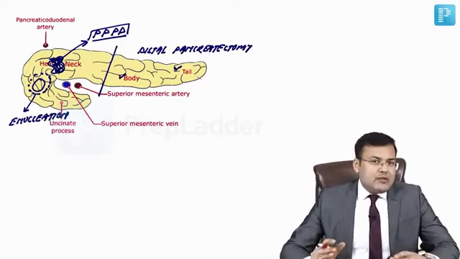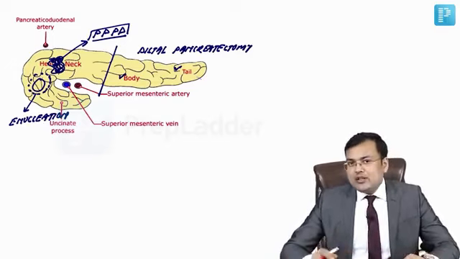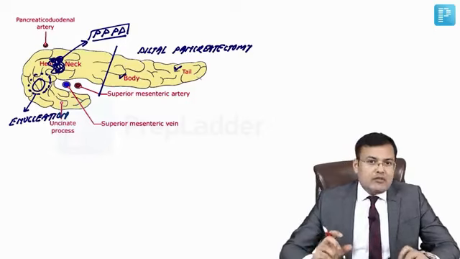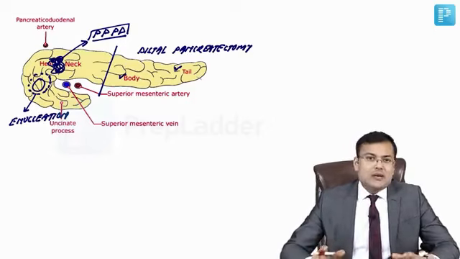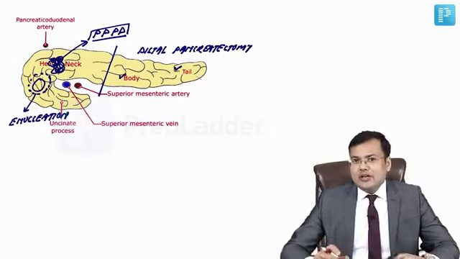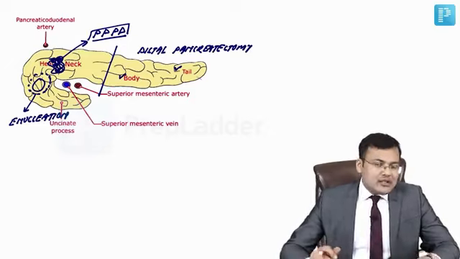So for body and tail tumors, distal pancreatectomy. For benign tumors involving head of pancreas, enucleation. And for malignant tumors involving head of pancreas, pylorus preserving pancreaticoduodenectomy. So how we manage carcinoma pancreas?